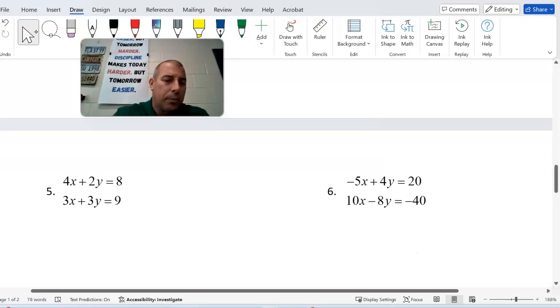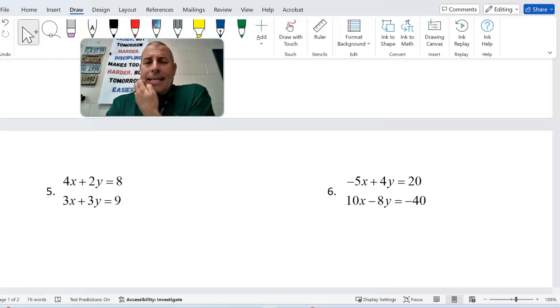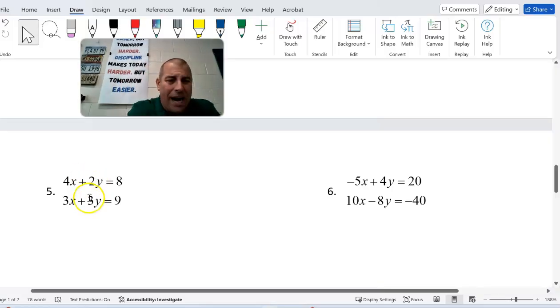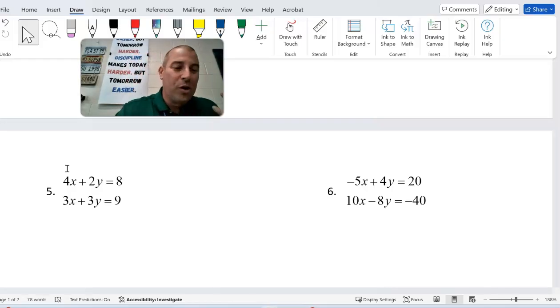We're going to go after question number 5. Now, the reason why we're going after question number 5 is it's not just going to be a 1 multiplication thing. You see, I'm looking at the x's. Is there anything I can multiply the 2 by to get to the 3? No. I'm looking at the other equation. Is there anything I can multiply the 3 by to get to the 4? No. So we're going to have to multiply both rows by something.